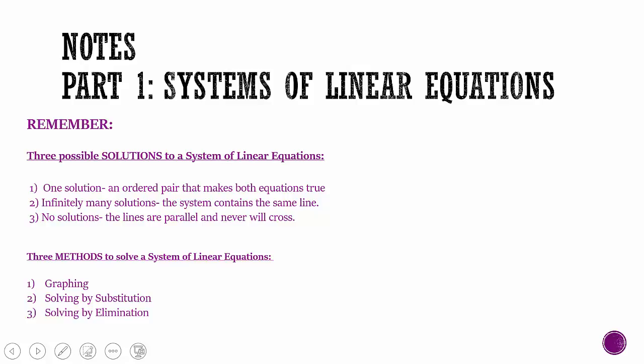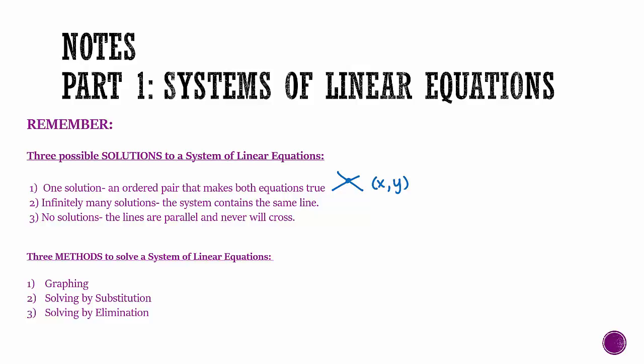So this was in our slides from last time, but remember there's 3 possible solutions that you can get when you solve a system of linear equations. You can get one solution, and remember when we graphed it, that's where they crossed. Today we're not going to graph, but we're going to find an ordered pair that makes both of them true. So we're going to get an x and a y.